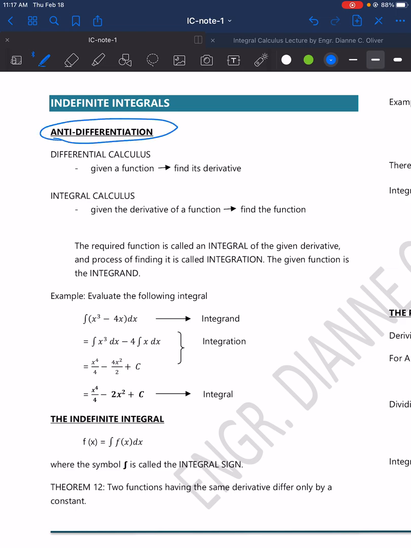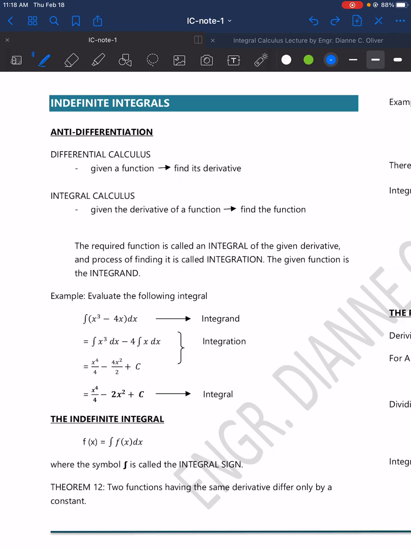Anti-differentiation, also known as integration. Now, why anti-differentiation? In differential calculus, we have the given function and we find its derivative. But in integral calculus, given the derivative of a function, we will find the function. So that is why integration is called anti-differentiation.